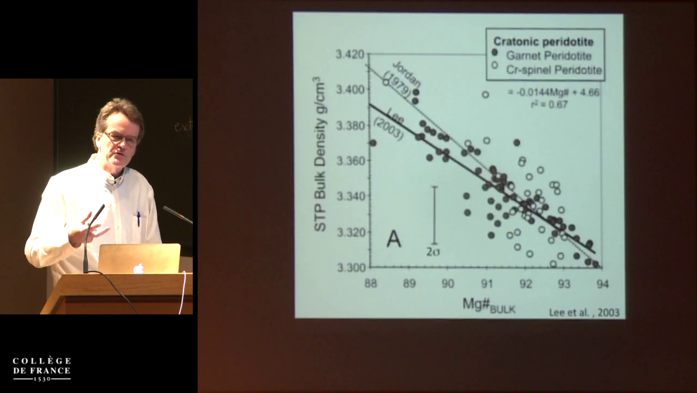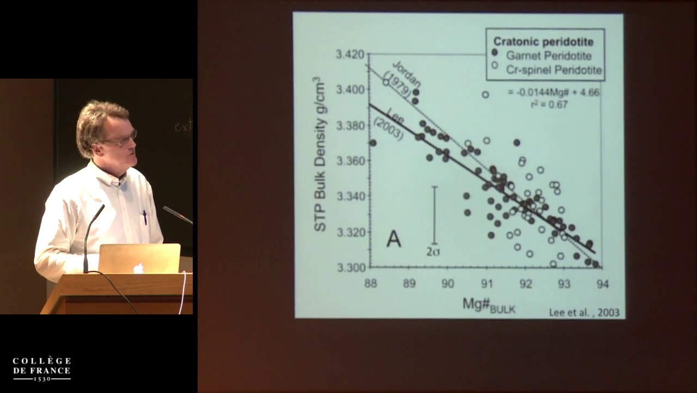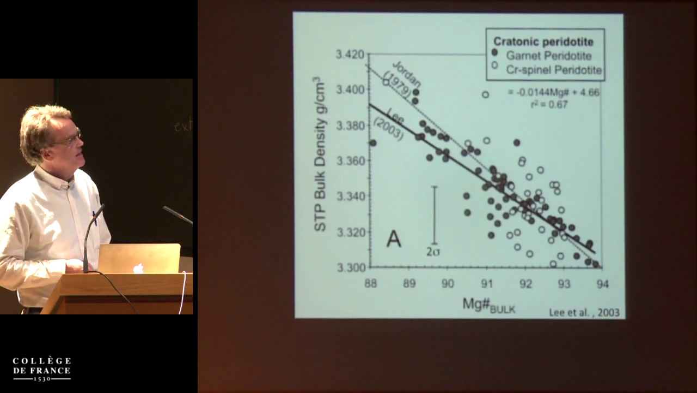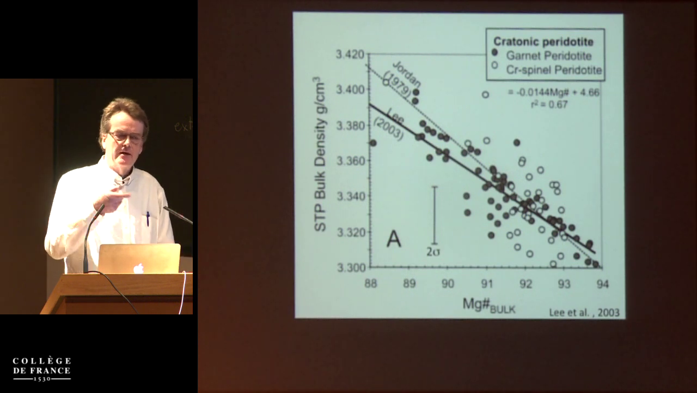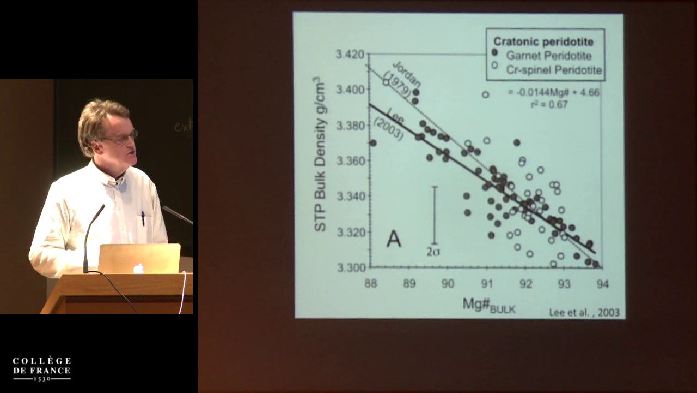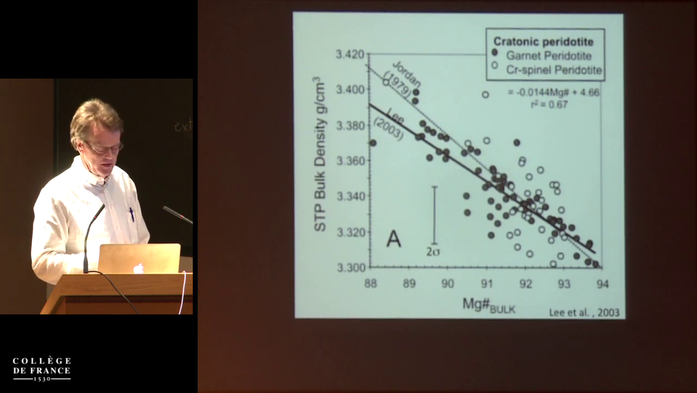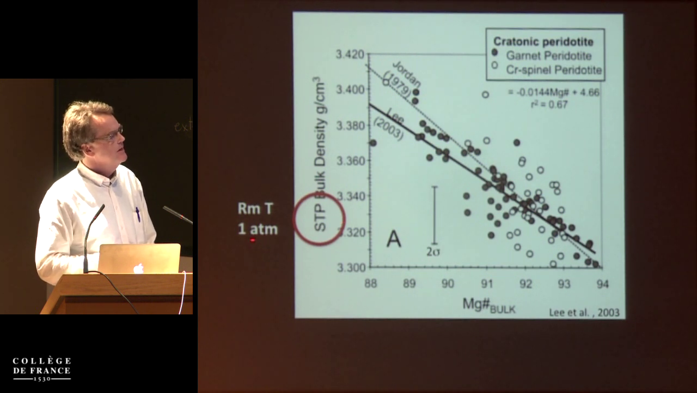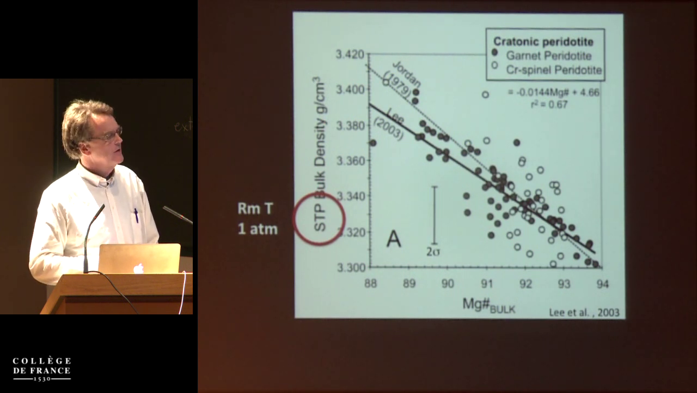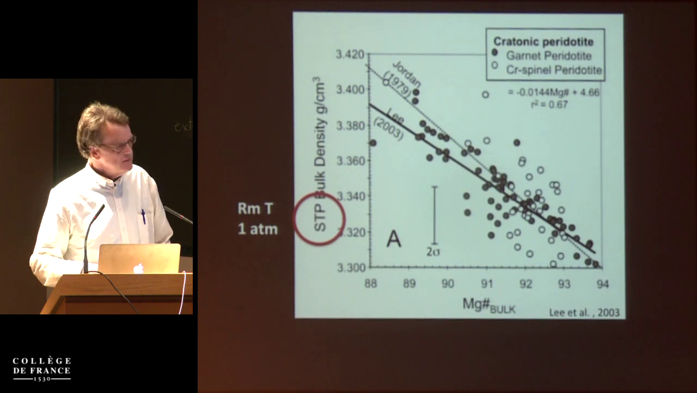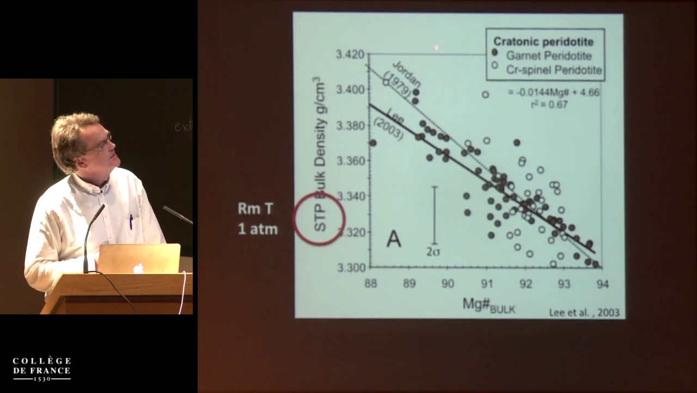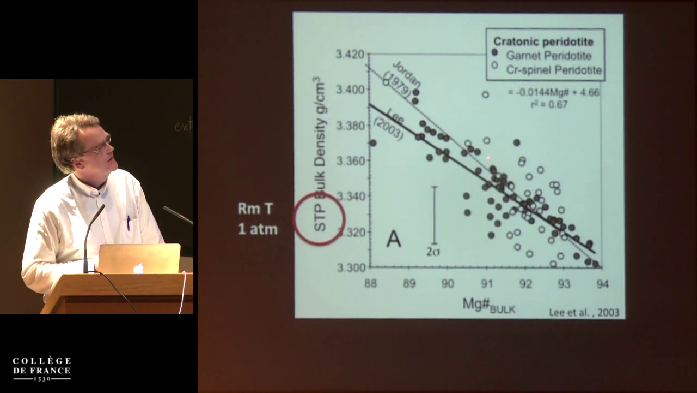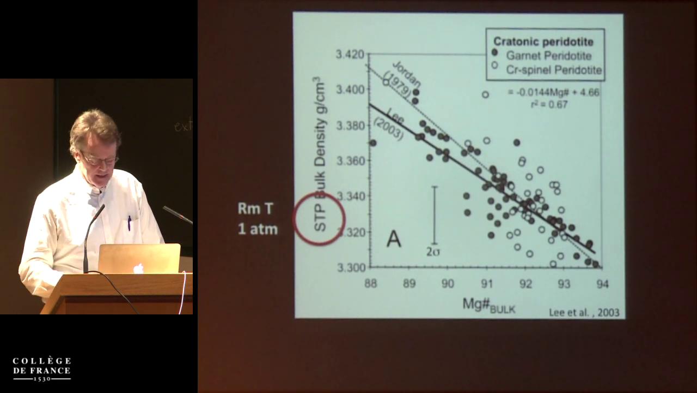Okay, the standard approach that's been taken by Jordan, and followed up by Cin-Ty Lee, was to have some way, based on the composition of the xenoliths, to make an estimate of their densities. And what's done here is that they're all referenced to room temperature and pressure. So this is a plot of the bulk density of xenoliths as a function of the bulk Mg number of those xenoliths. And there are two calibrations. This is the older calibration of Jordan, and this was Cin-Ty's revised calibration using just garnet peridotite xenoliths.